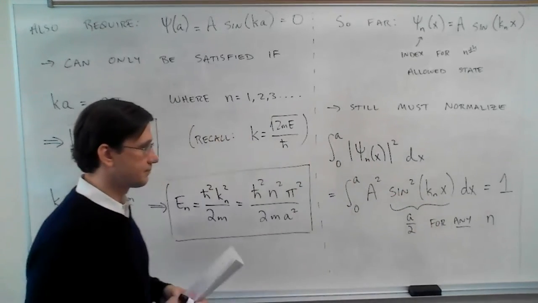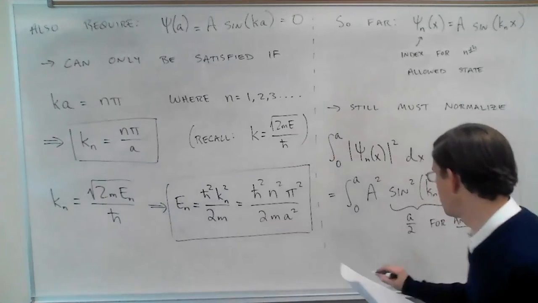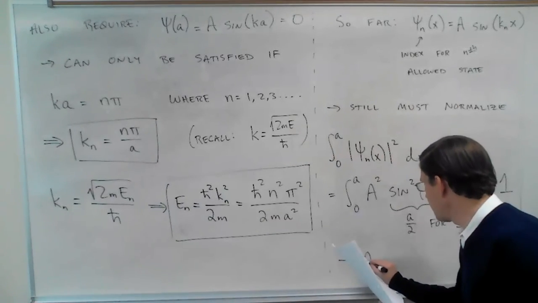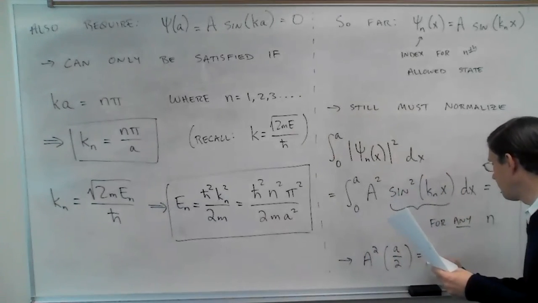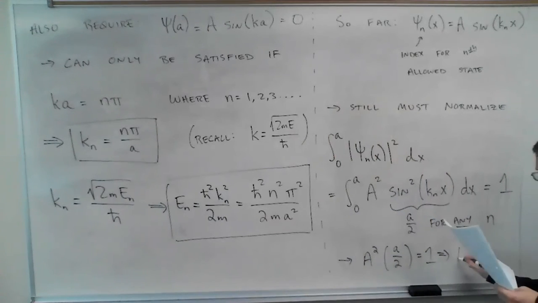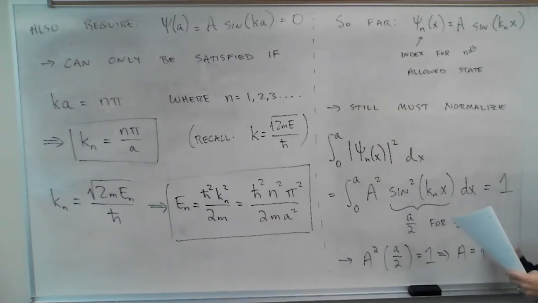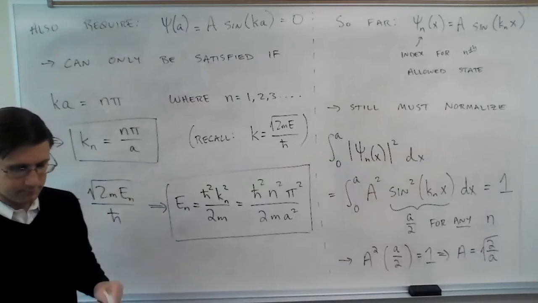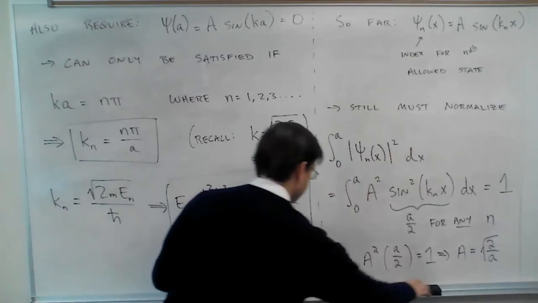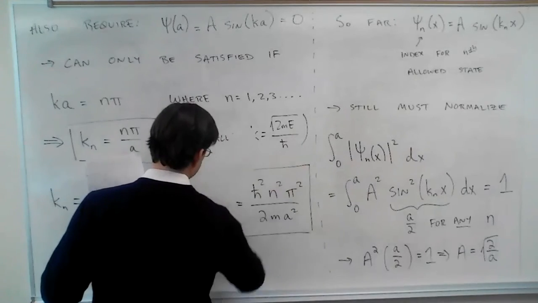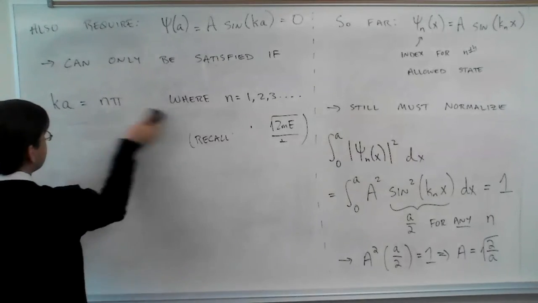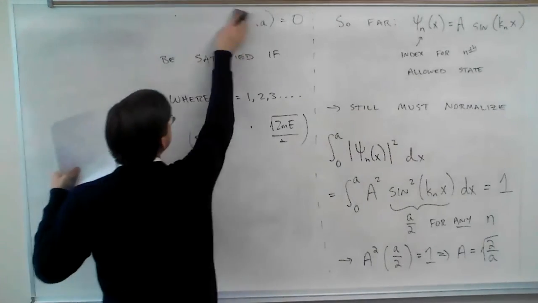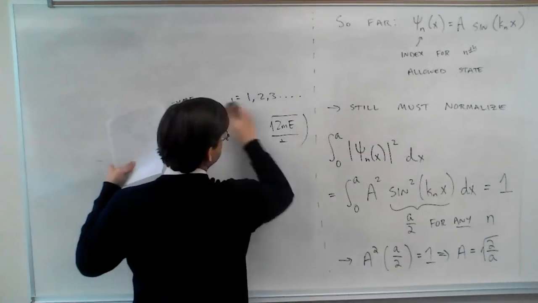a over 2. Okay, so we have all of the pieces, and putting it together, we have that capital A squared times little a over 2 is equal to 1. And this tells us that capital A has to equal the square root of 2 over little a. And that's it. At this point, there are no remaining unknown things in our expression.